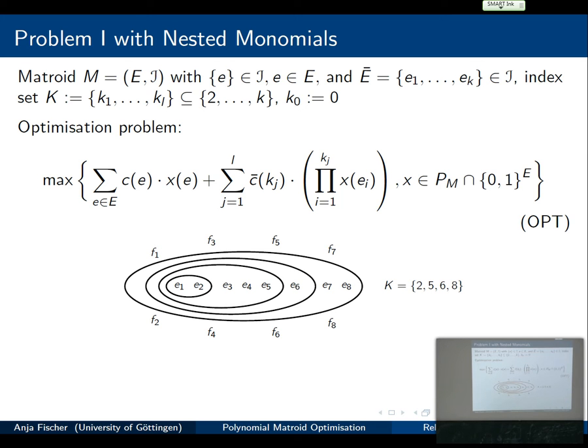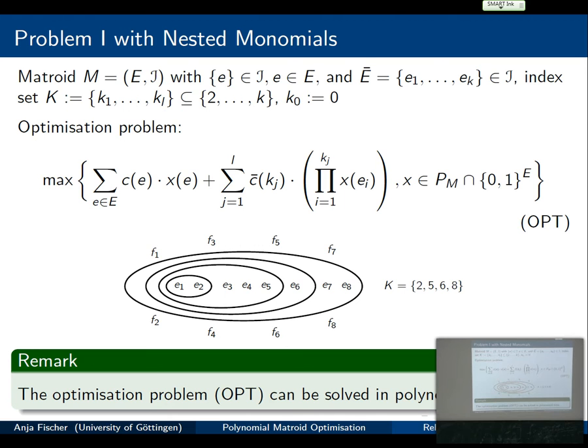In contrast to just looking at linear problems, we now look at these optimization problems. So we have here the linear part, and here these nested monomials. Nested in the following sense. For this index set, we would have a quadratic monomial, then the monomial of the first 5 elements, a monomial of the first 6 elements, and then a monomial of the first 8 elements of our E-bar. And now what we want to do is later linearize and study this polytope. But the first question is, we did not say something about the size of E-bar.